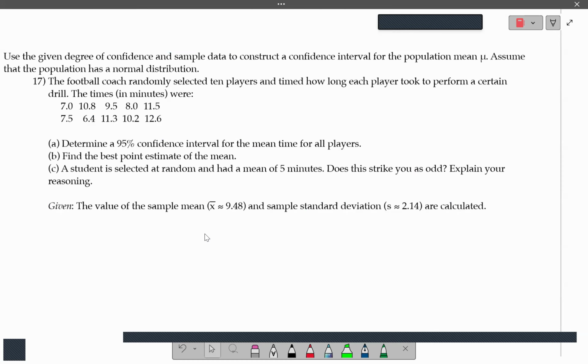All right, so 17 is giving you how many timings in there? There are 10, right? 10 values, 10 players. So what about 10 players? The N is less than 30, right? So what happens whenever it's less than 30? What table are you using? Less than 30, that's going to give you the T table right away. And sigma, they never gave you sigma. Sigma is unknown.